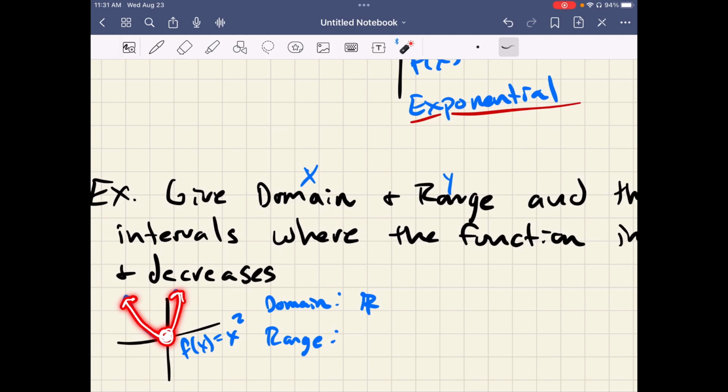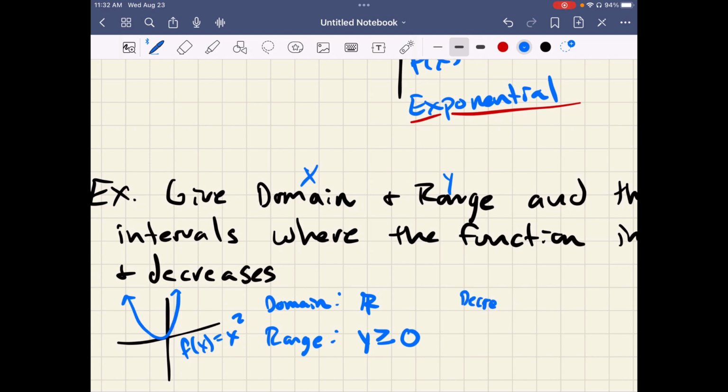So the question is, how far down the y-axis will it go? And it stops right here at 0. So what I'll say is y is going to be greater than or equal to 0. That would indicate I have all positive real numbers. All right, and the next thing we're going to write is the decreasing sections of this graph.